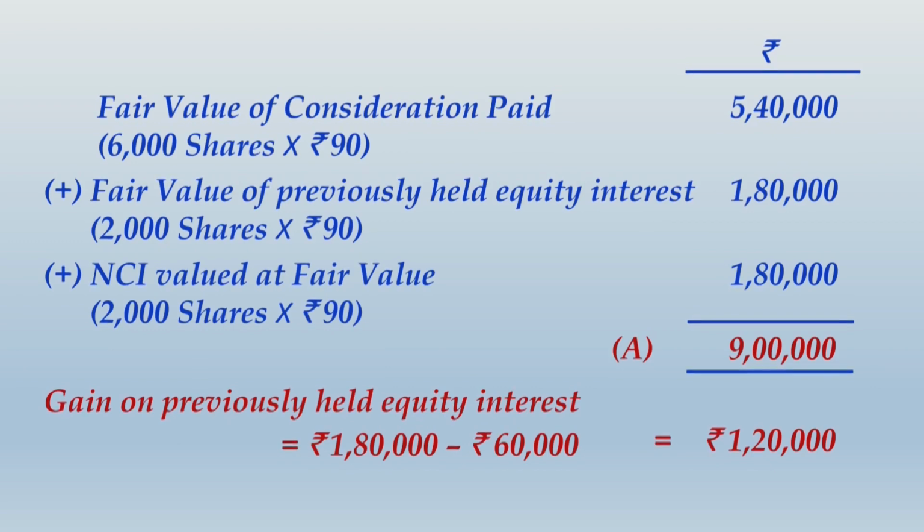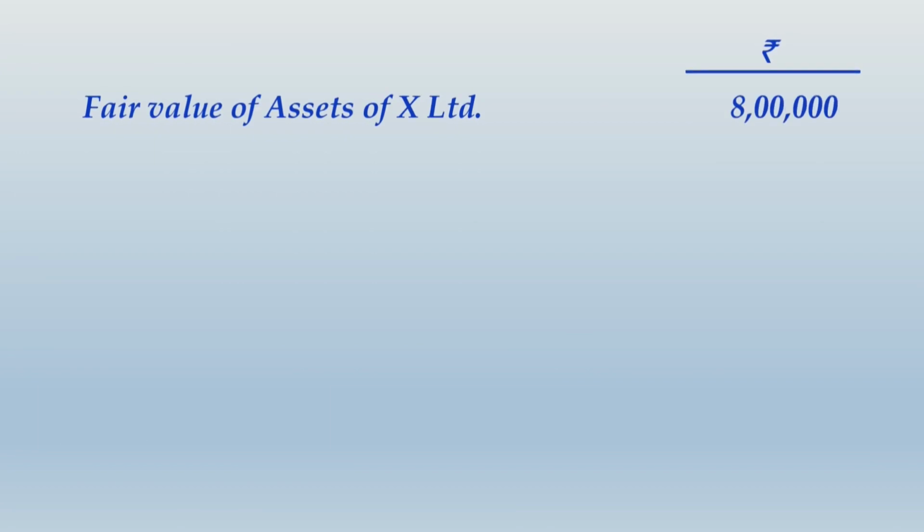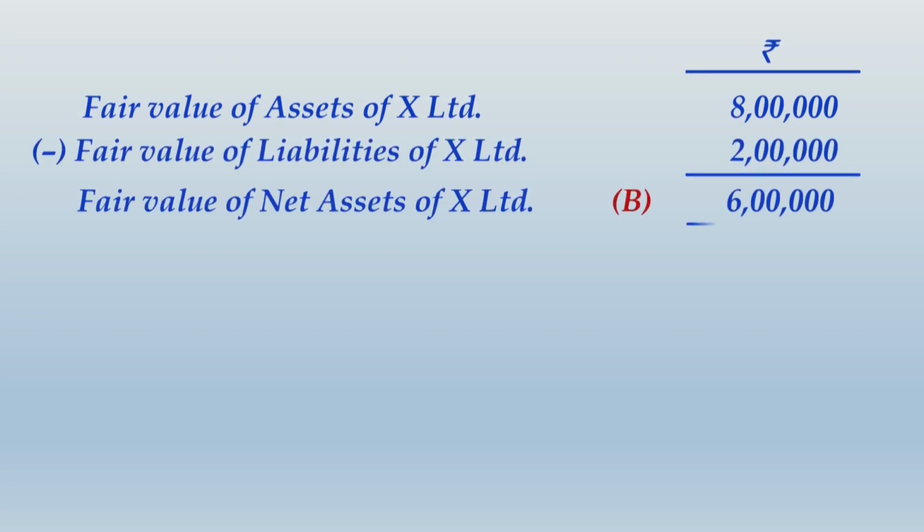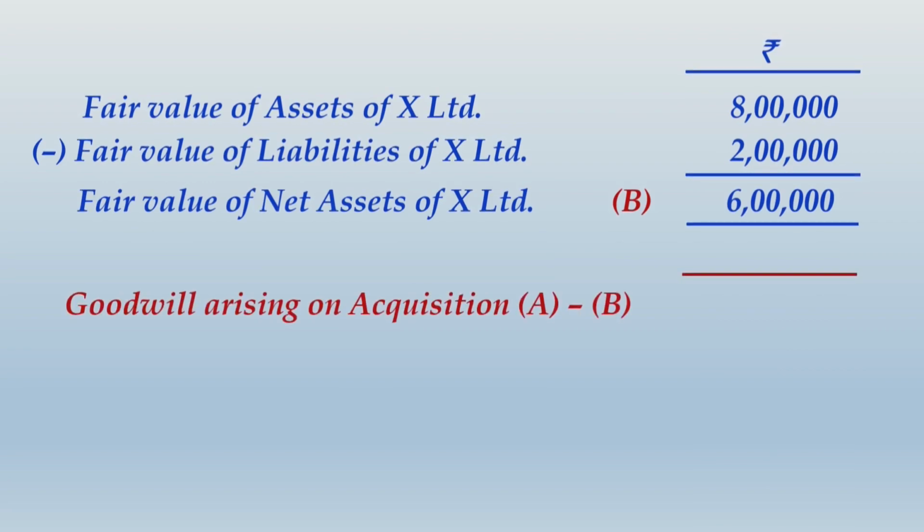Alright friends, you would have finished writing these calculations. Let us move ahead and now work out the amount of resulting goodwill. For this purpose, what you need to do is you have to find out the net assets of X Limited, and for that the fair value of assets of X Limited is 8 lakhs and fair value of its liabilities is rupees 2 lakhs. So the net assets at fair value is 6 lakhs and the goodwill arising on acquisition will be excess of A over B, that is A minus B, and that will be rupees 3 lakhs. So friends, take note of this whole thing and that will be end of the solution.